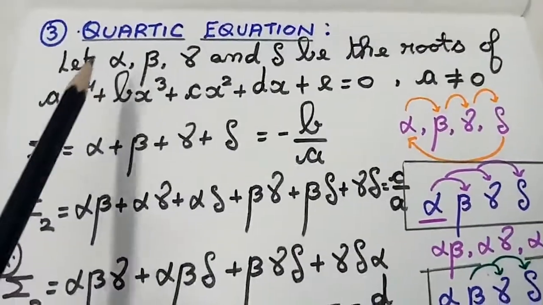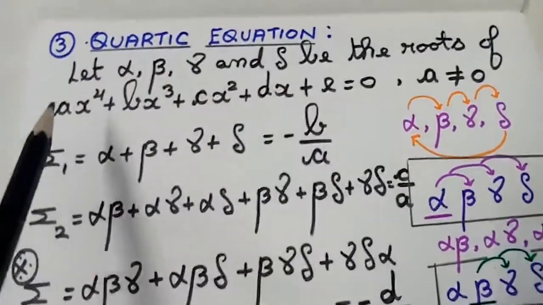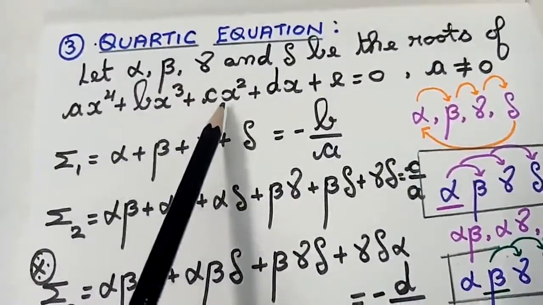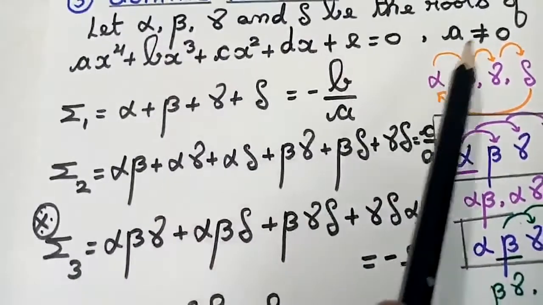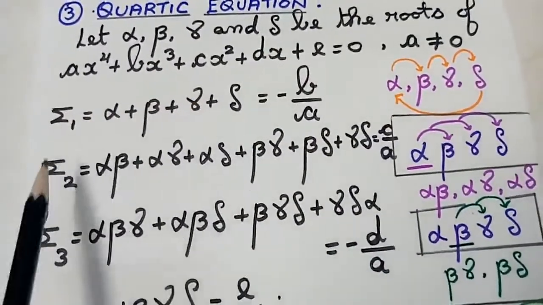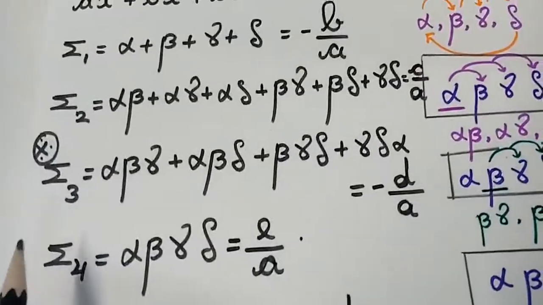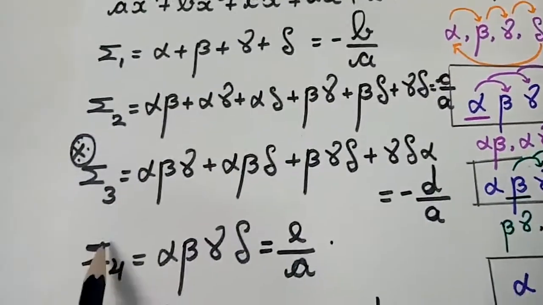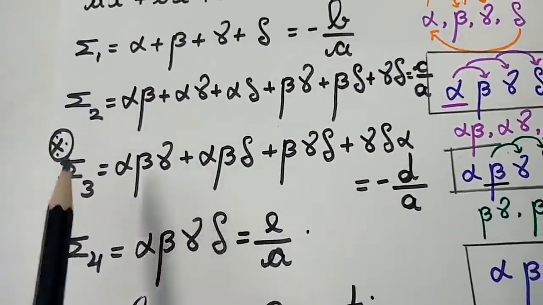Quartic equation. Let alpha, beta, gamma and omega be the roots of ax to the power 4 plus bx cube plus cx square plus dx plus e equal to 0, where a not equal to 0. Since I am having 4 roots, I am going to have 4 concepts here. And these 4 concepts are very important. If you understand this part properly, you can easily do all the calculations based on theory of equations.